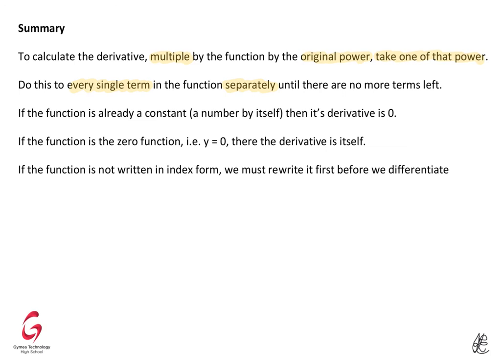If the function is already a constant, so that means a number that's sitting by itself, then we saw that the derivative of that term goes to 0. If that constant is already a 0, well, it's still going to give back a derivative of 0. It still has an x to the power of 0 sitting after it, and 0 times 0 still gives us 0. So the derivative will be itself. And if the function is not written in index form first, then we must rewrite it before we differentiate so that we can see what each of our separate powers are.